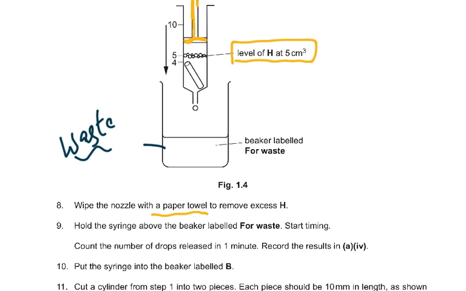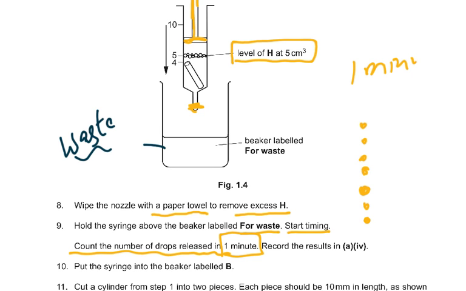Wipe the nozzle with a paper towel to remove excess H. So you wipe this place so that there's no excess H in it. Hold the syringe above the beaker labeled waste. You keep on holding it, start timing. Now you count the number of drops released in 1 minute. So maybe it's 1 drop, 2 drops, 3, 4, 5, 6, 7 drops in 1 minute. You have to record this, you have to record the number of drops.